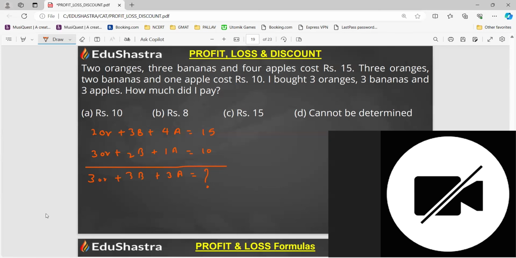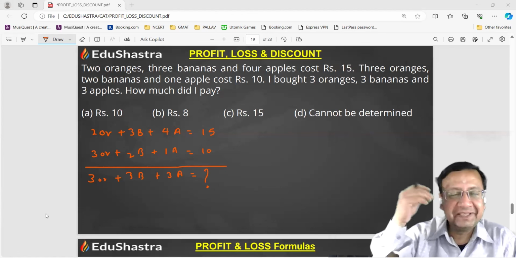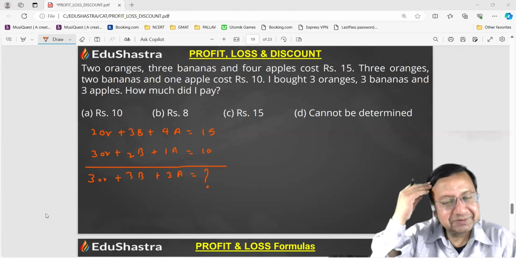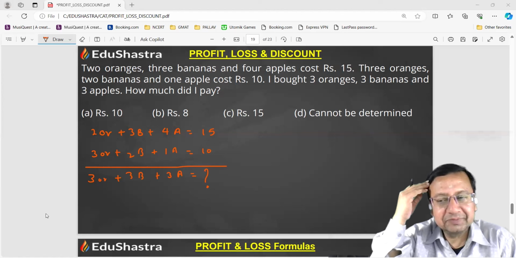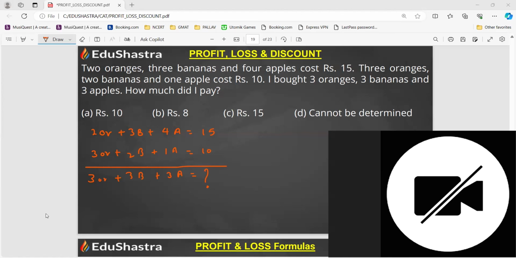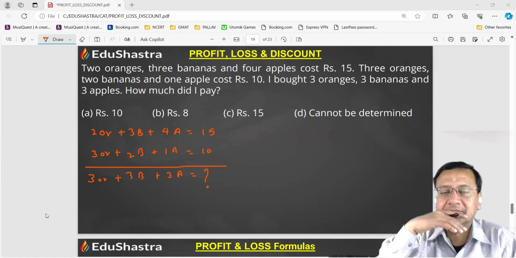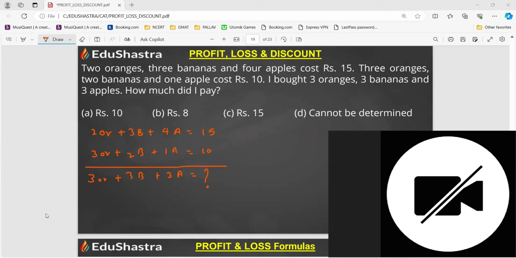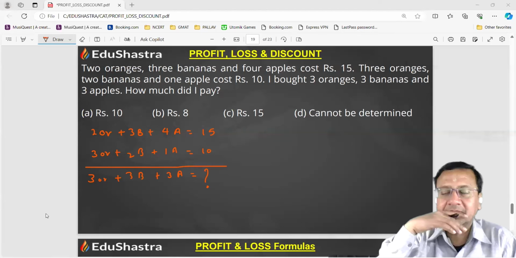Can we take the three common in this and then do one by three, and we'll have three equations? Will that work? No, no. Sir, I'm getting an answer of the form 15 plus some variable. The value of that variable cannot be zero because the price cannot be zero for each article. That's why I'm confused between 15 or cannot be determined.